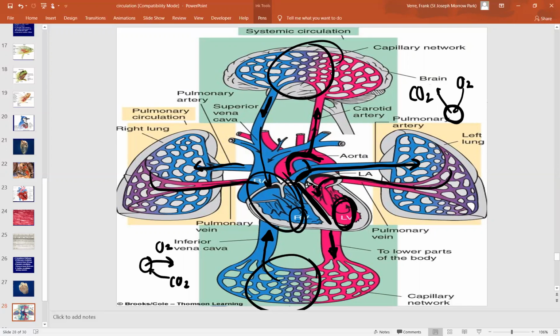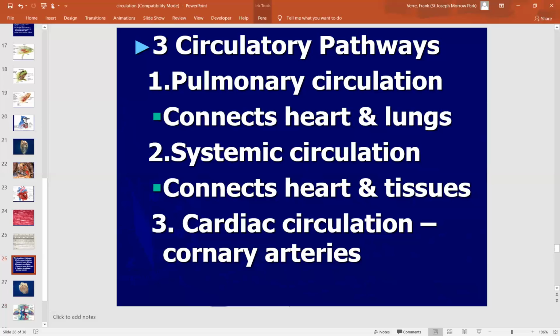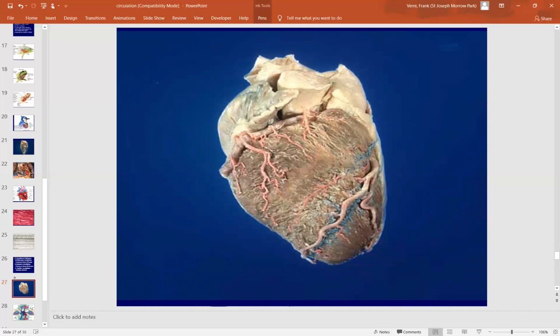Remember, we talked about the division of labor. The left side of the heart's job is to send that beautiful oxygen-rich blood pretty much everywhere, except for your lungs, obviously. And the right side is supposed to send the oxygen-poor blood to your lungs. So there are actually different pathways. If we were to summarize it, you could say there's a pulmonary circuit, which is from the heart to the lungs, back to the heart. There's something called a systemic circuit, which is the heart to basically everywhere else. And then there's your cardiac circuit, which is the circulation within the heart itself.